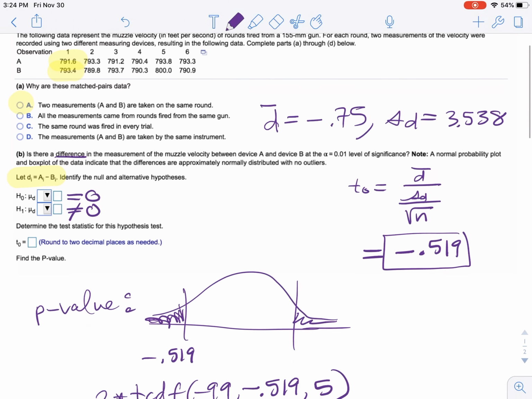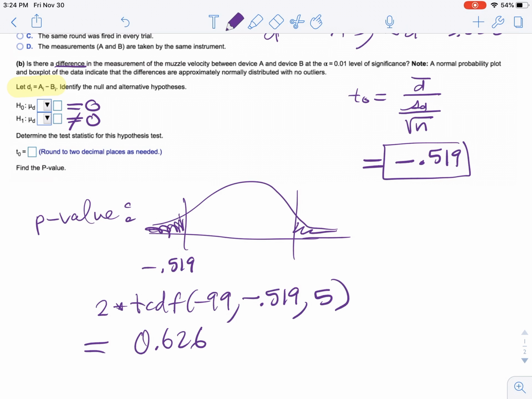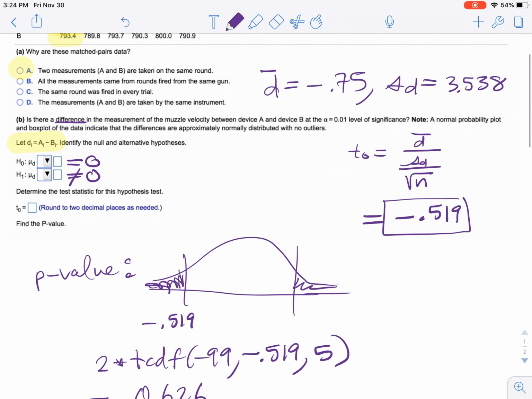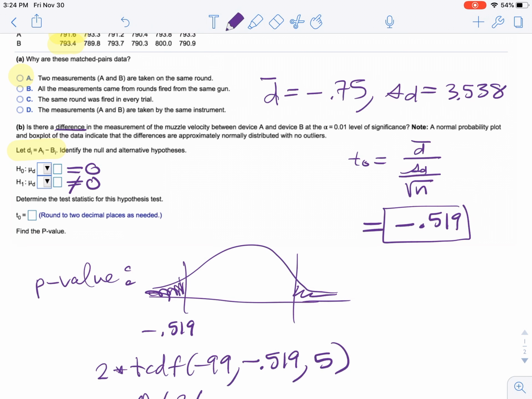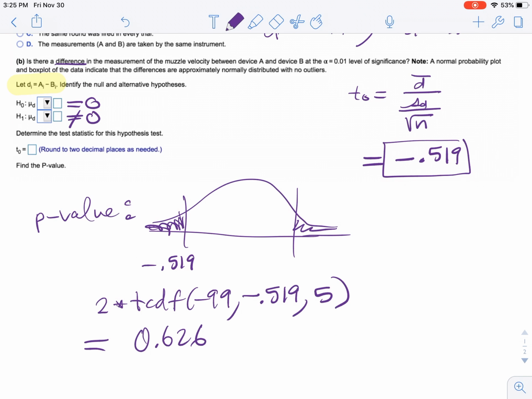You're going to go ahead and make your conclusions after that. I mean, this p-value is really high, so the null will fly. So we're going to fail to reject the null hypothesis and conclude that there's insufficient evidence that the muzzle velocity between device A and device B is different. So if you wanted the conclusion, that's what you would conclude. And that's it.